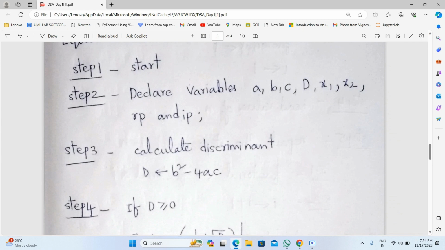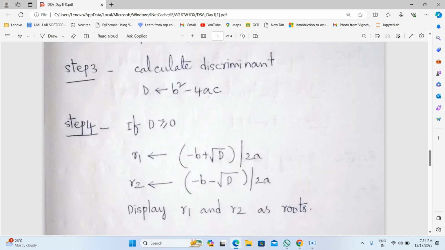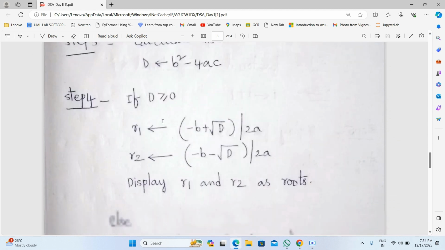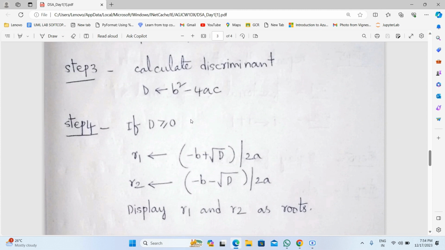First you start, next declare variables a, b, c, capital D for discriminant. After that x1, x2, rp and ip. rp represents real part, ip represents imaginary part. Calculate the discriminant D = b² - 4ac and we check if D greater than or equal to 0. Actually, here we have two conditions. If D equal to 0 and D greater than 0.